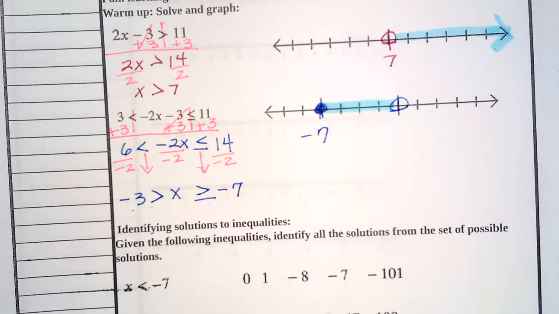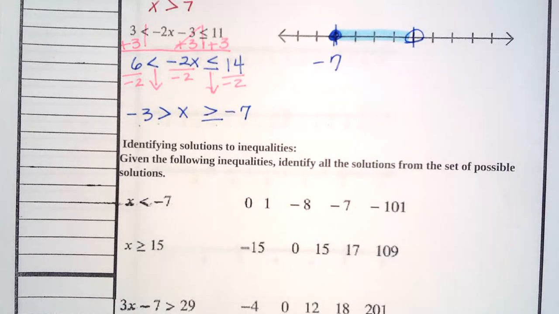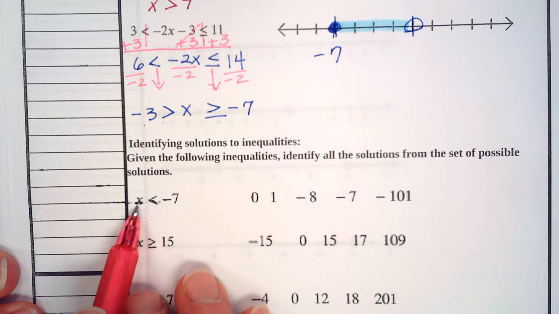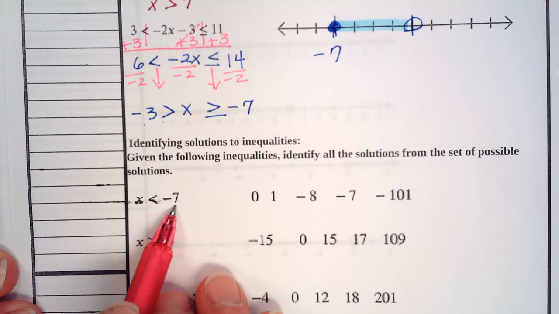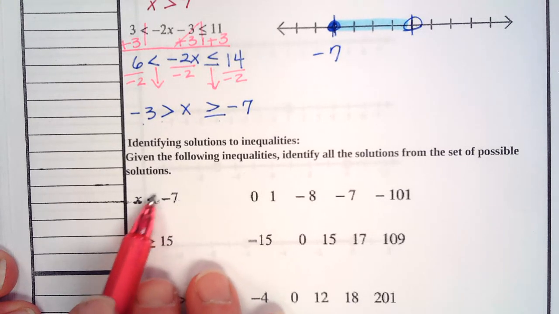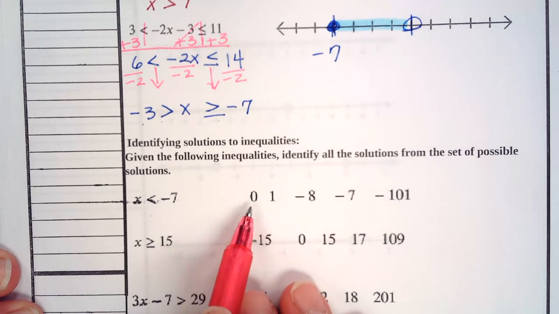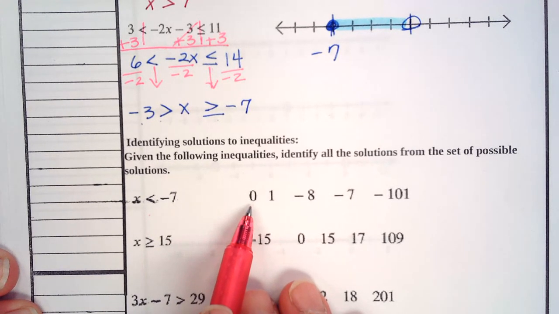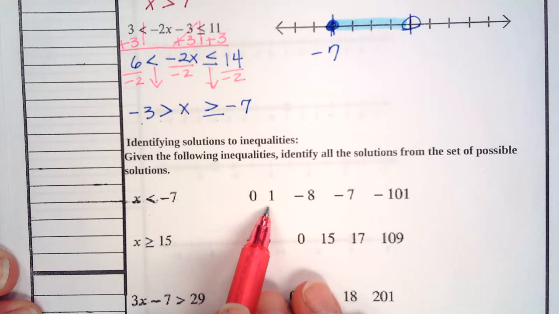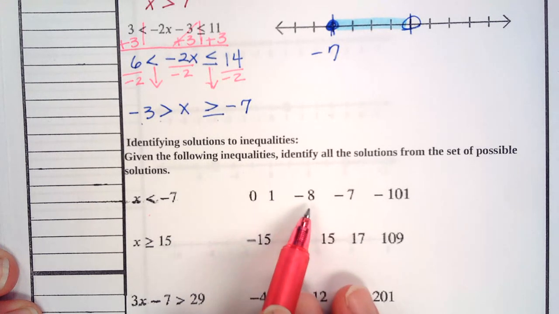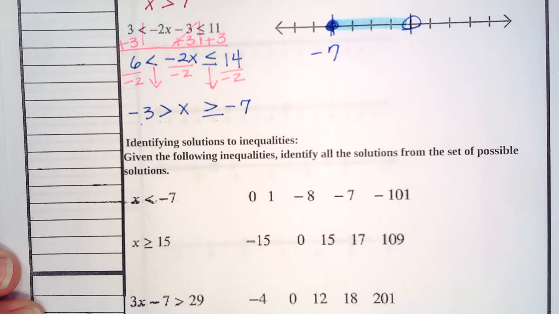Okay, now we're going to identify solutions to inequalities. Given the following inequalities, identify all the solutions from the set of possible solutions. So I'm looking at the first one. X is less than negative 7. So that alligator mouth goes to negative 7. That means negative 7 is the biggest number I can use. Is 0 less than negative 7? No. How about 1? No. Negative 8? Yes.